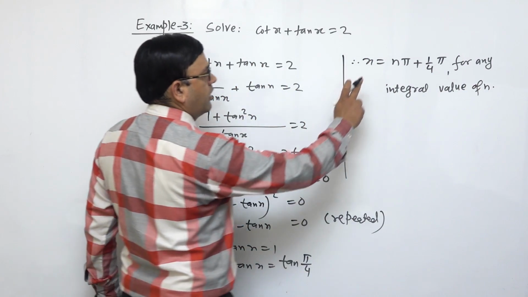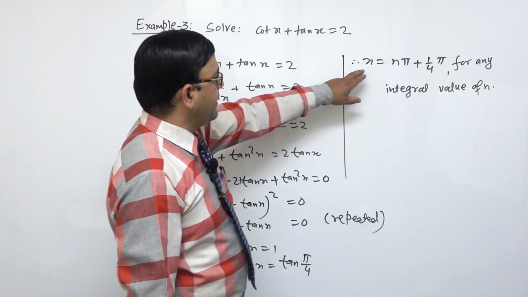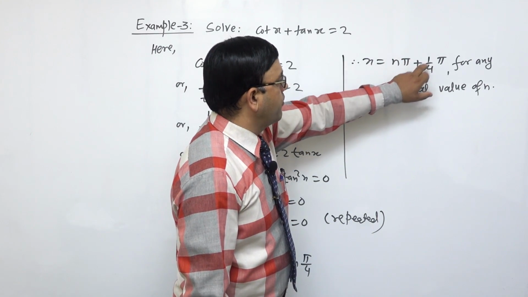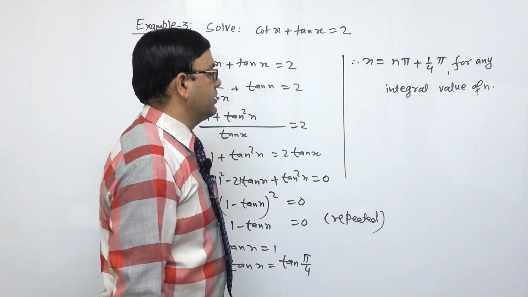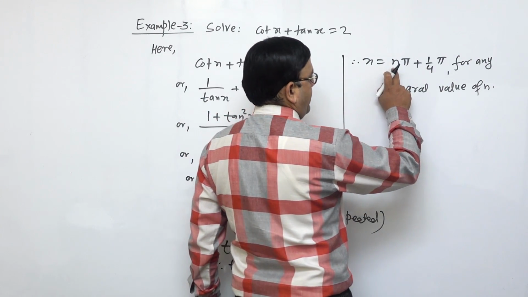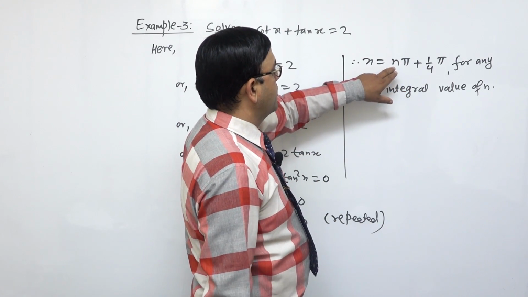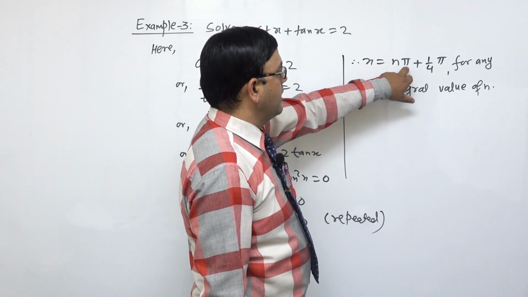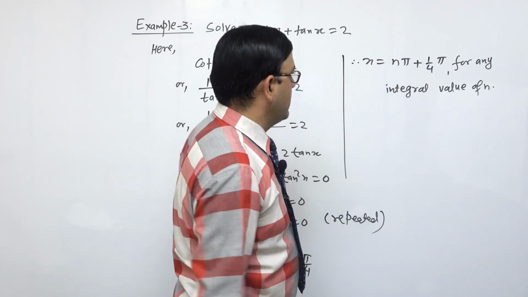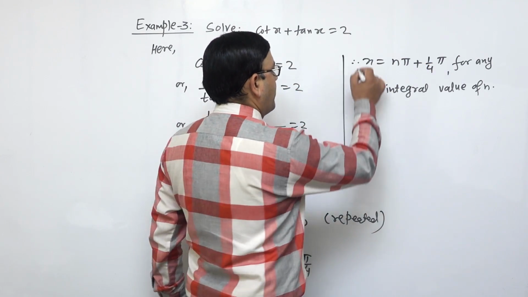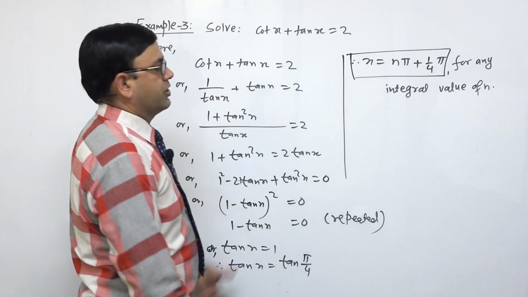If we put n equal to 0, then we get 0 pi plus 1 by 4 pi, which is 45 degrees. And if we put n equal to 1, then we get another one: 1 times pi is 180, so 180 plus 45. In this way our answer is this one, and we have solved this question.